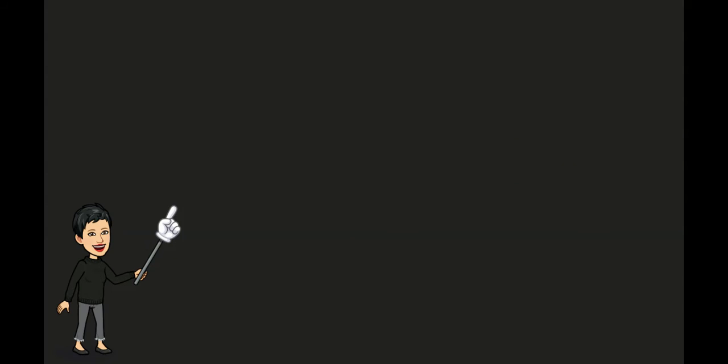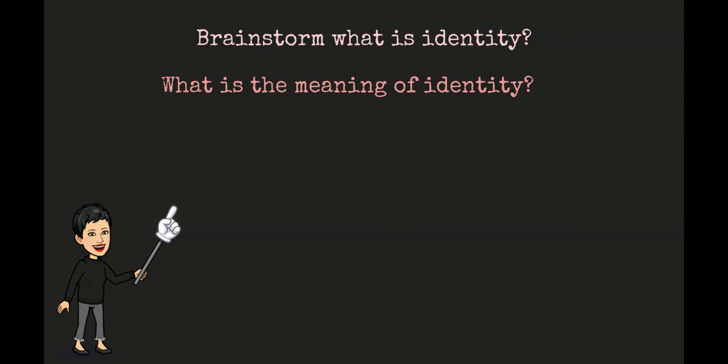So what are you going to do today while I'm not here? Today you need to come up with a list of things. You need to brainstorm: what is identity? What does identity mean to you? Who are you? Who are you today in 8th grade, March 1st? What is the meaning of identity? What does it mean to identify as somebody? What do you identify as? What groups do you identify in?